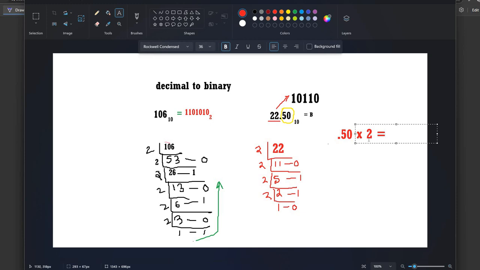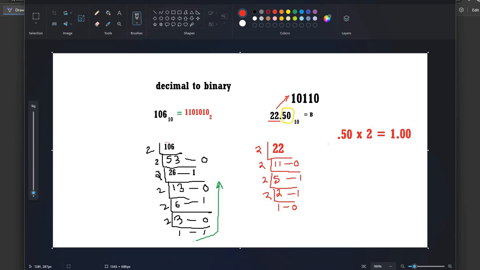And what will you get? 0.50 into 2 is 1.00. So the digit that comes out before the point is considered here. It will be 1. So the value of this will be 0.1.